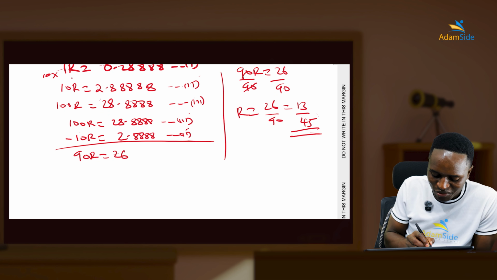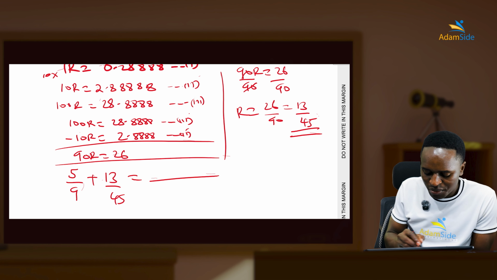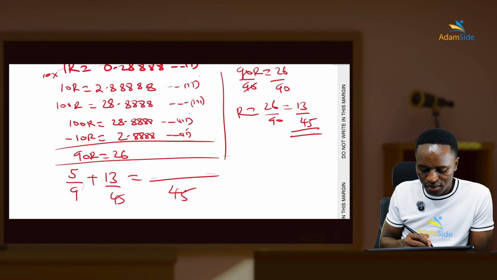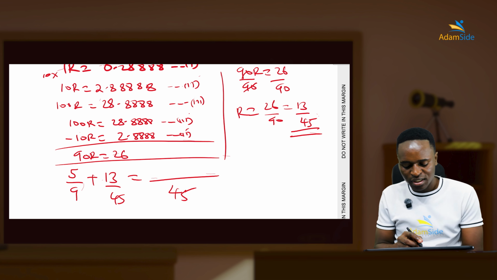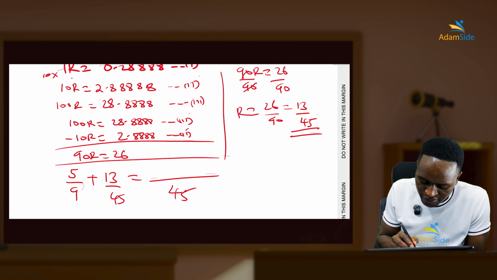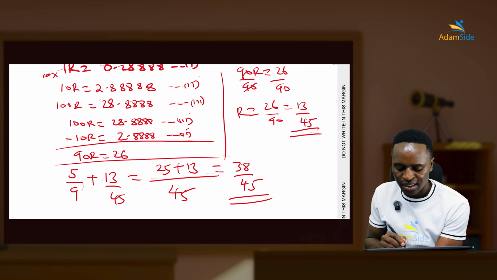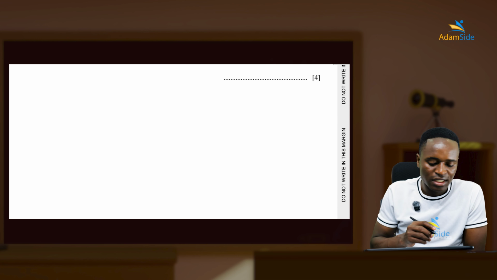So we are adding 5 out of 9 plus 13 out of 45. The common denominator here is 45 because 9 is a factor of 45. So 5 times 5, 25, plus 13. What do you get? You get 38 out of 45. This is the answer. 38 out of 45. That's the answer.